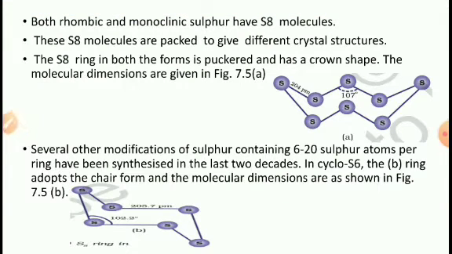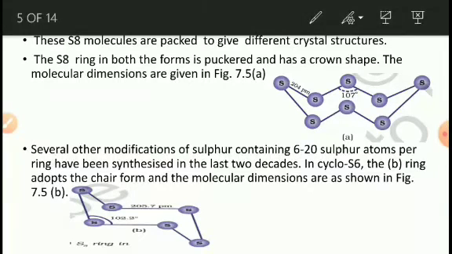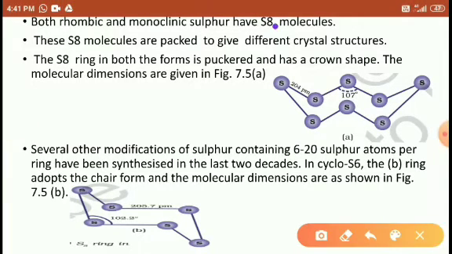Both rhombic and monoclinic exist in S8 form, S8 structure. These S8 molecules are packed to give different crystal structures. The S8 ring is packed in a crown shape, and the molecule has a crown-like shape. It is packed in a crown shape like this. S8 atoms are present here.